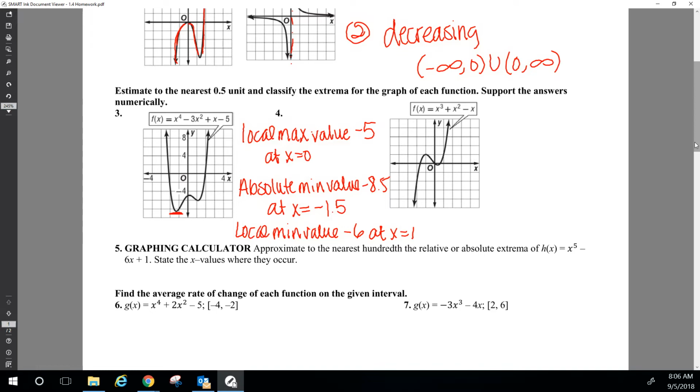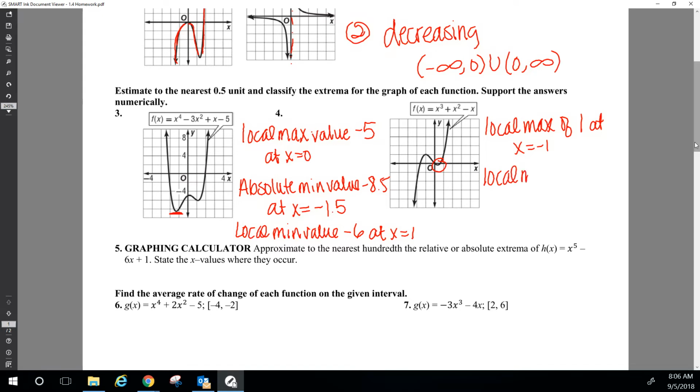I don't have an absolute maximum because this guy goes up to infinity. I do have a local maximum here. So I have a local max of 1 at x equals negative 1. I don't have an absolute minimum because it goes down to negative infinity, so there's no bottom point, but there is a little local minimum right here.